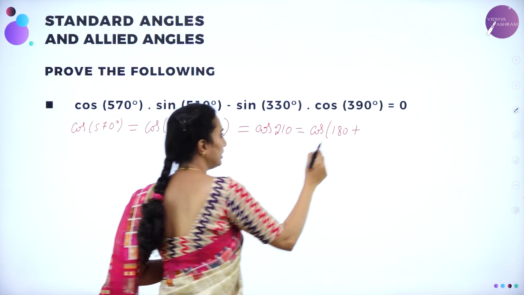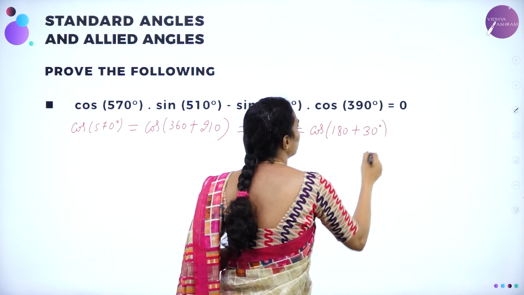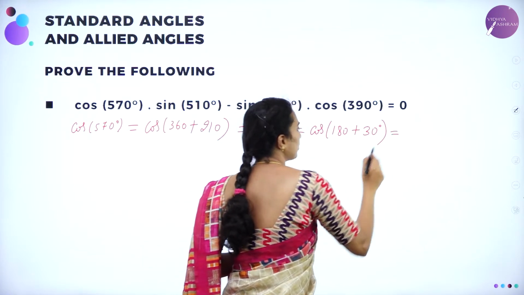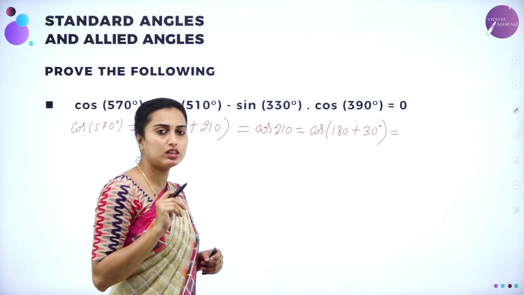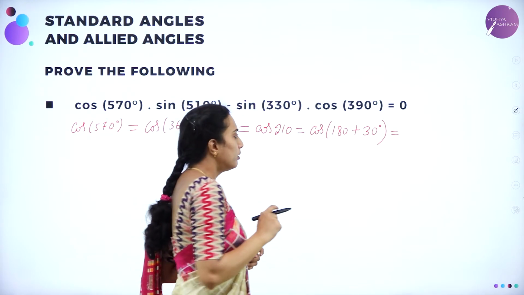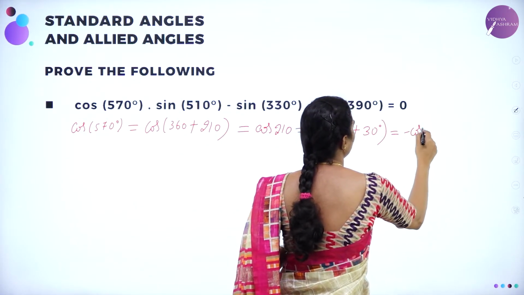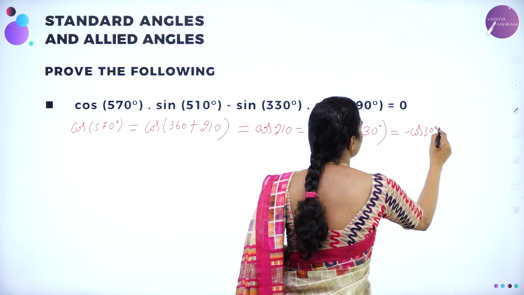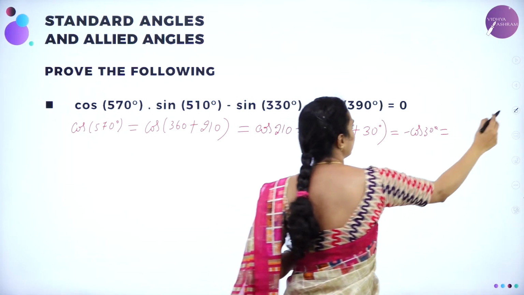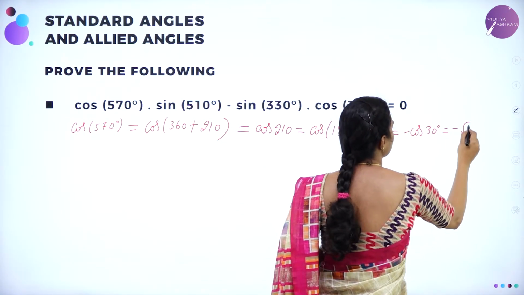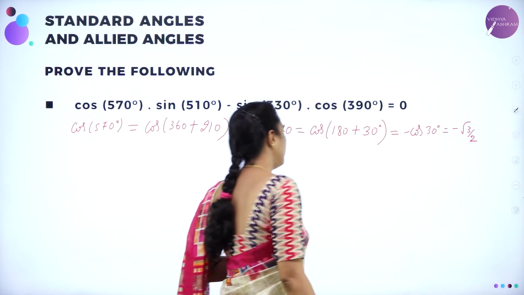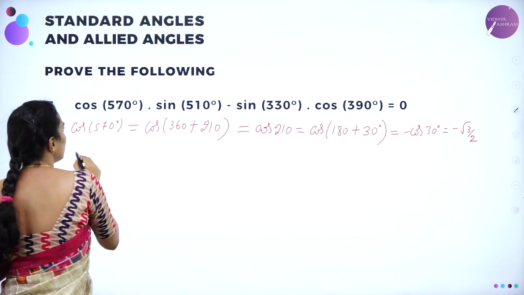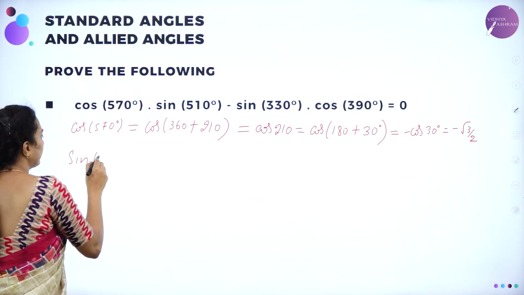Cos 210 can be written as cos of 180 plus theta, 180 plus how much? 30 degree, correct? Which is 210. You can have it as cos of 180 plus theta, which falls in the third quadrant, which will be negative, minus cos 30 degree. Minus cos 30 degree is nothing but minus root 3 by 2. Let me keep it as it is. Now you are having sin 510 degree.